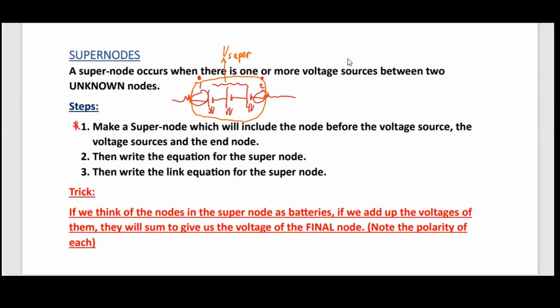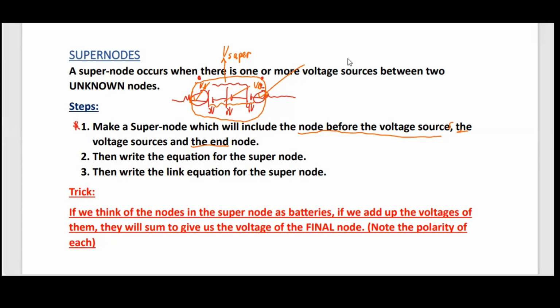It's a combination. Say this was VA and this was VB here. Remember VA and VB are incorporated into the supernode. So you have to name the entire combination of stuff as a different name. Just remember that. It's all going to include the node before the voltage sources, which could be plural, so this one here. The voltage sources will be everything here. Then it includes the end node, the node right after the last battery, which is VB. You just group everything, literally create a node including everything there.